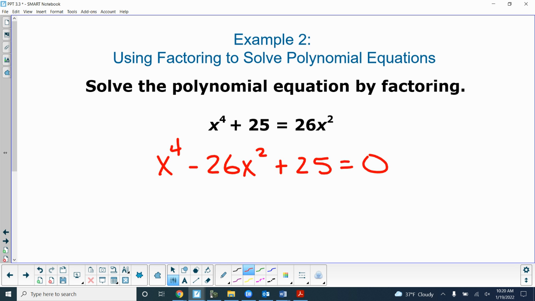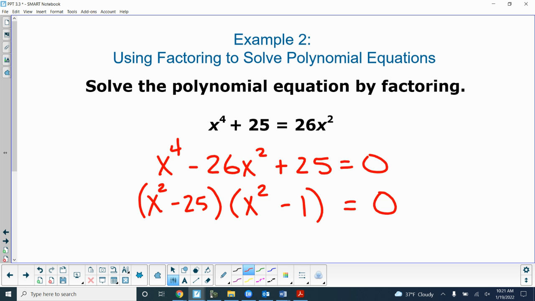Are there factors of 25 that add up to -26? Yes. What are they, Ryan? -25 and -1. Good. So, -25 times -1 is +25, and -25 plus -1 is -26. But I got an x to the fourth for this one. So what's in the front of both of these? Yeah, x squared. Okay, so don't let that x to the fourth mess with you.